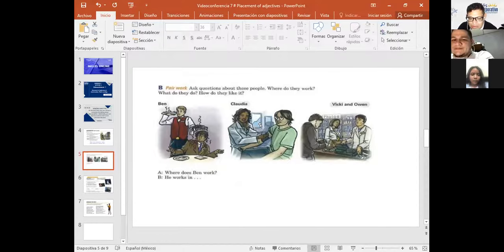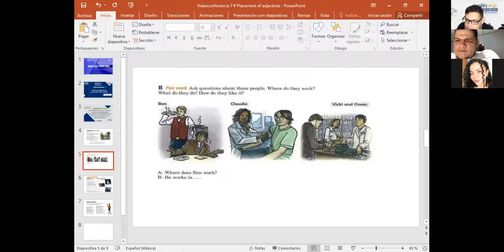Ask questions about these people. Where do they work? What do they do? How do they like it? En este caso, pues, vamos a formar pequeños equipos con los que estábamos y van a hacer preguntas acerca de estas personas. Oigan, escuchen bien, para que tengan la idea clara de qué vamos a hacer para todos los que están acá en esta sesión. Usted va a hacer preguntas acerca de estas personas.